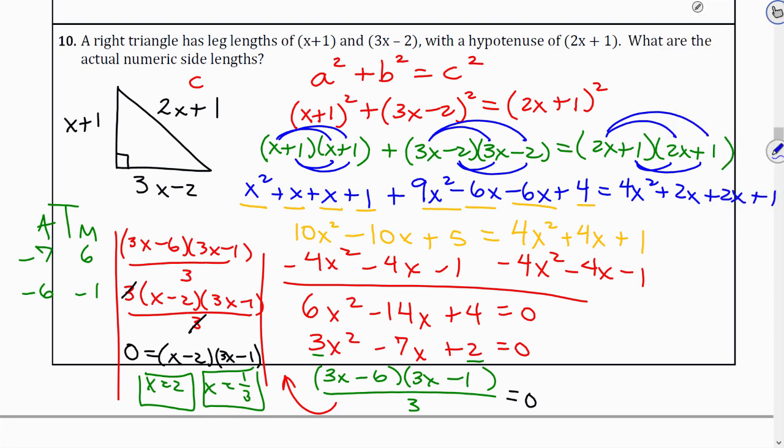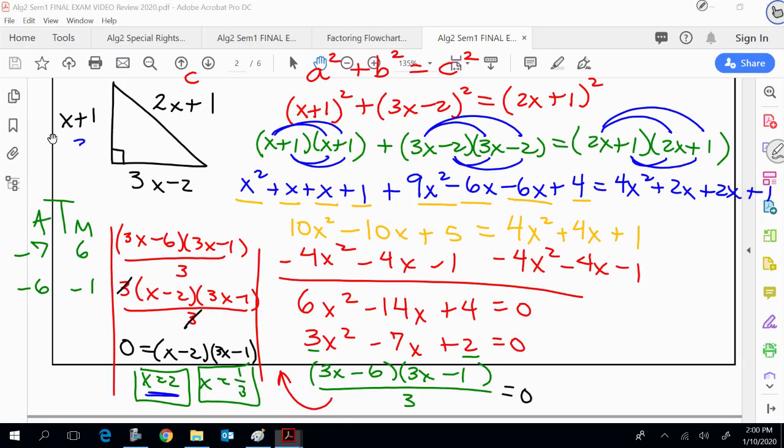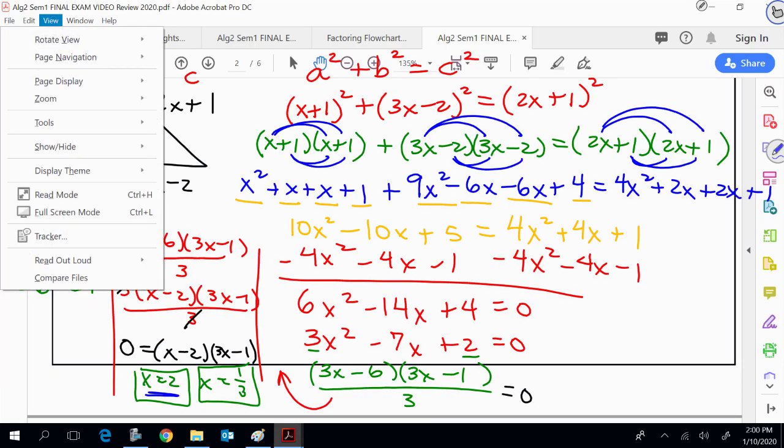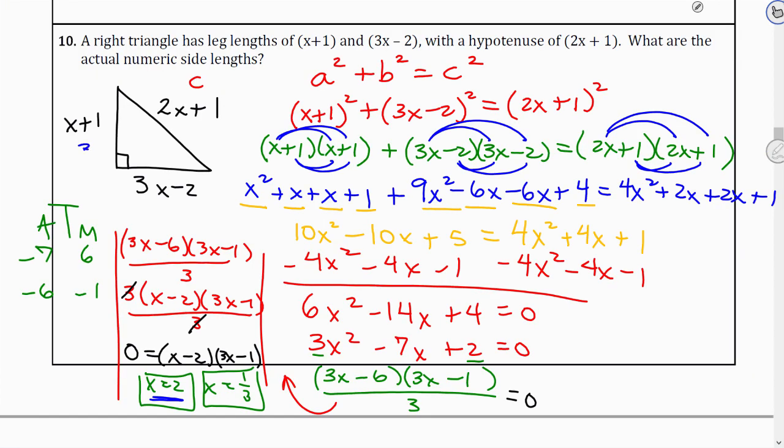So the question was, what are the actual numeric side lengths? Let me plug that back in. We have 2 options. I think the one they meant was the whole number one, but 2 plus 1 is 3. 3 times 2 is 6, minus 2 is 4. And then 2 times 2 is 4 plus 1 is 5.